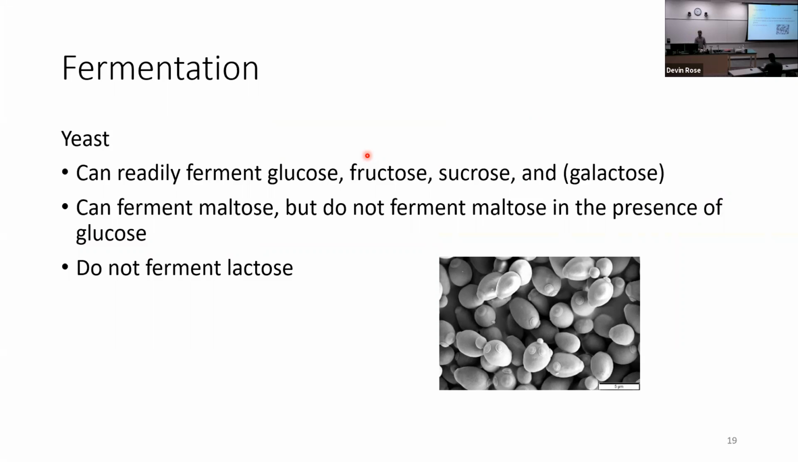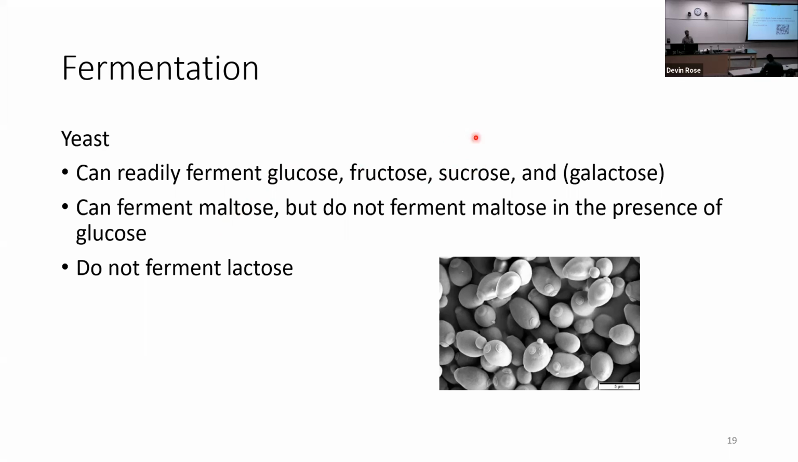Next, let's talk about fermentation. So first we'll talk about yeast. And here we're talking about baker's yeast or brewer's yeast, which are the same genus and species, Saccharomyces cerevisiae. So this type of yeast, these are the sugars that it can ferment: glucose, fructose, sucrose, and galactose, and also maltose. So kind of a limited range of sugars that it can use.